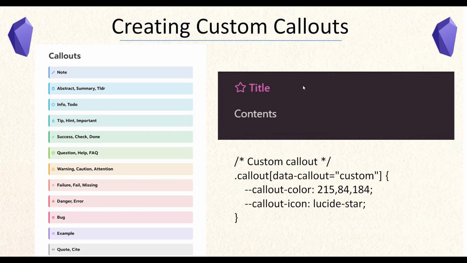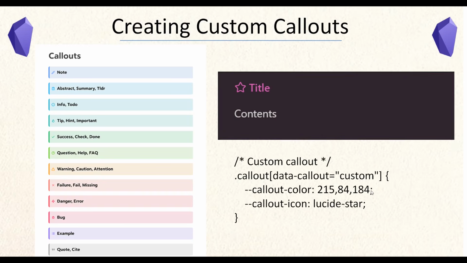Unfortunately, it doesn't show up. The body of it also has that kind of red tint, and it's not showing up in the image here. But you can see that the color and the icon are different from any of the standard ones that are offered by Obsidian. And this is the CSS snippet code in order to accomplish this. Within that snippet, the two items of interest to us are the callout color and the callout icon.